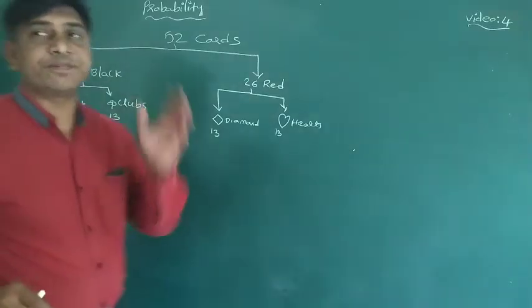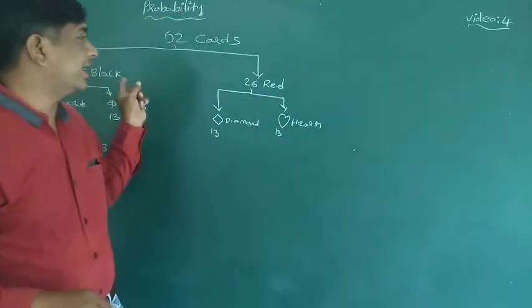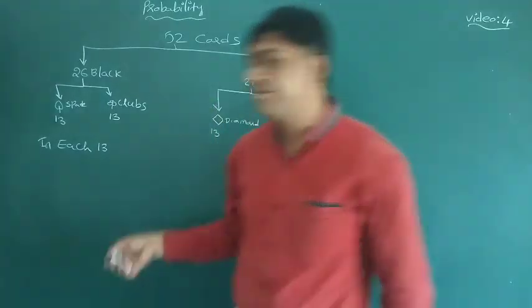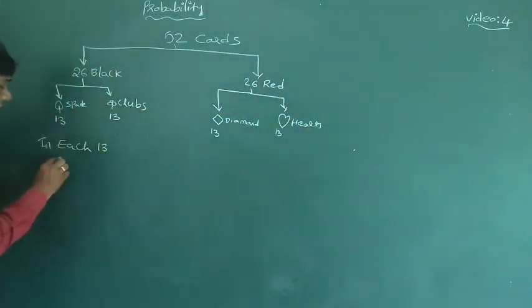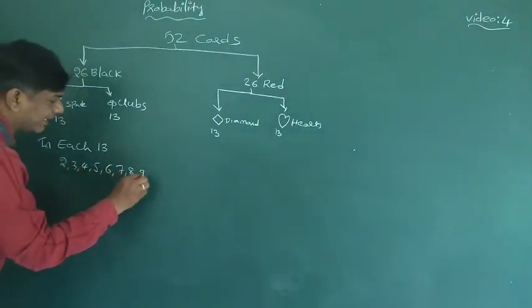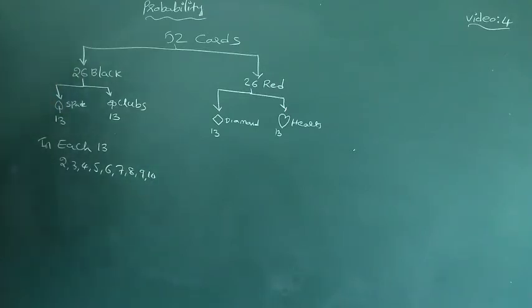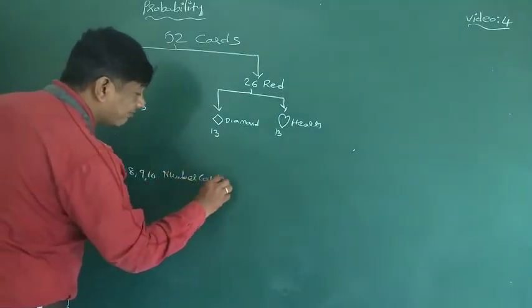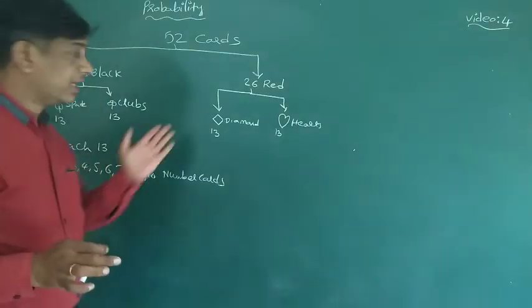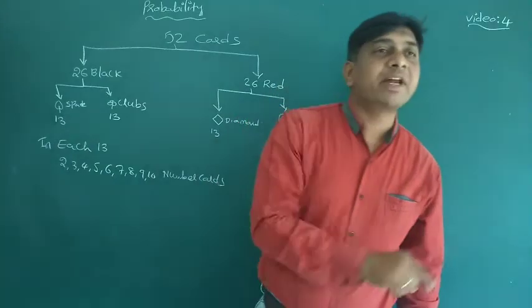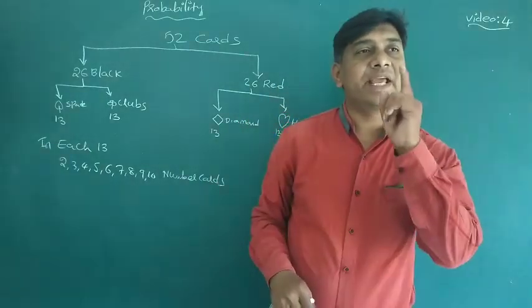see here, you don't find a card's number 1 in any of the colors. Number 1 you don't find. Numbers start from 2. In each 13, there are 2, 3, 4, 5, 6, 7, 8, 9, 10. These are the number cards. Sir, where is 1, sir? In cards, number 1 you don't find. But whenever you require it, in the place of 1 you will use an ace card.